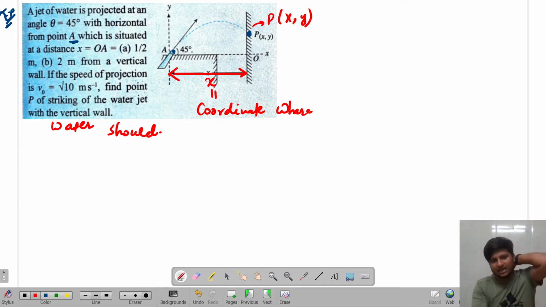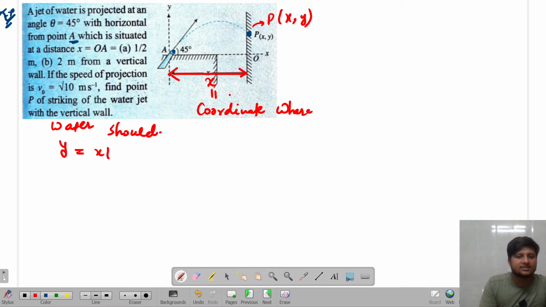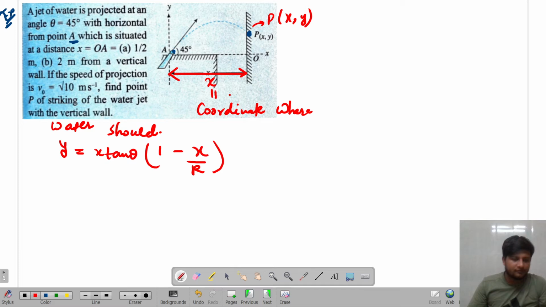The angle is given. The x coordinate is mentioned where water should hit. For y, we need to follow one equation: y is equal to x tan theta times 1 minus x by R. This is the equation we are going to follow to calculate at what vertical displacement this particle is hitting. But for that we need the value of range. So what is this range going to be? Tell me. Can you calculate this range?